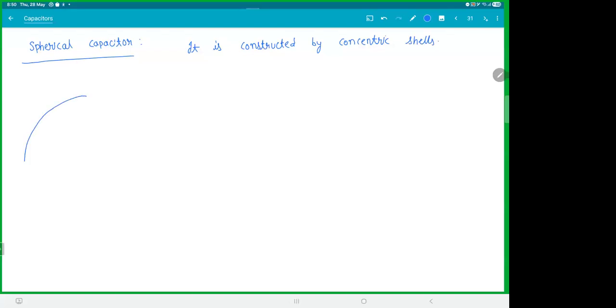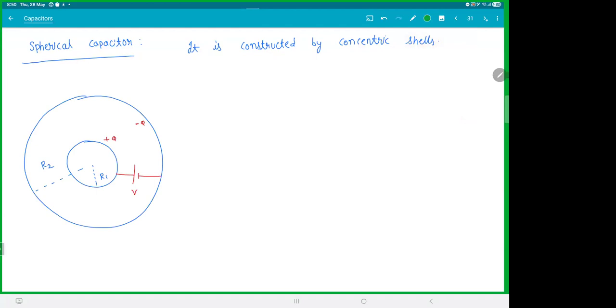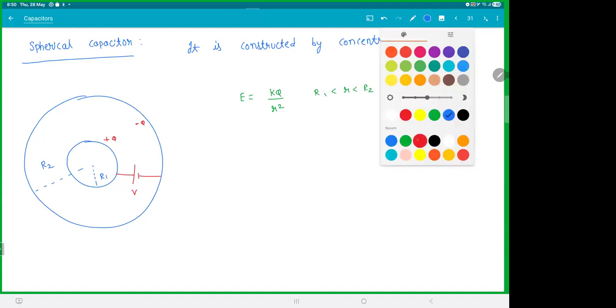So consider we have two shells. Radius is R1 and radius is R2. Let's say you connect a battery between the inner and the outer shell. So this is the battery V. Now, because of this battery, you will get some charge plus Q, you will get some minus Q. Then, the field between the plates E is given by KQ by small r square. So r is between R2 and R1. This is the field between the plates.